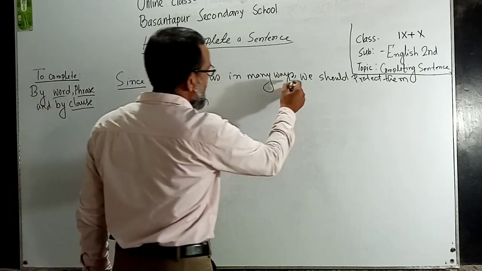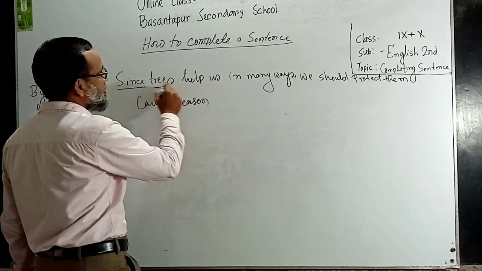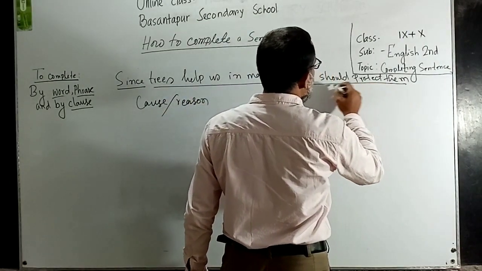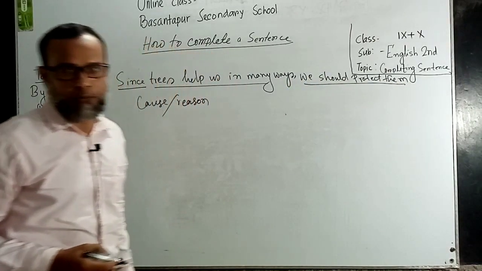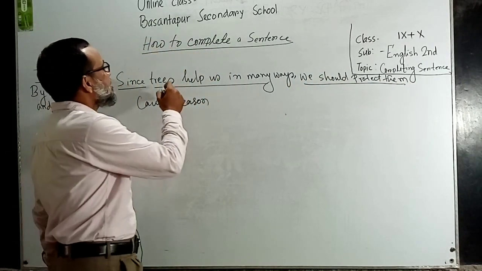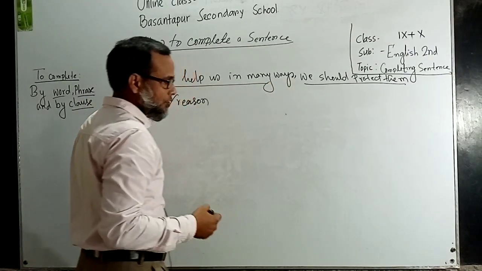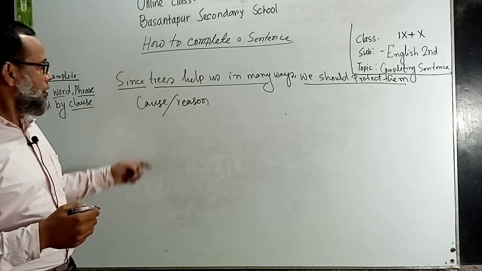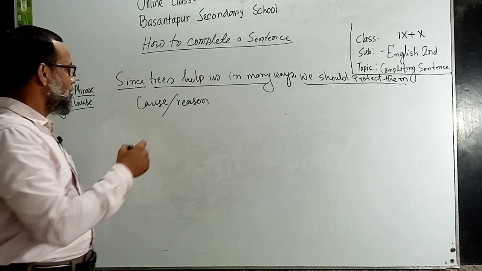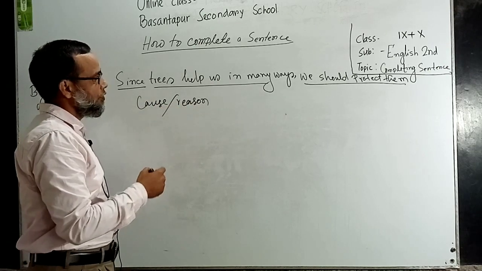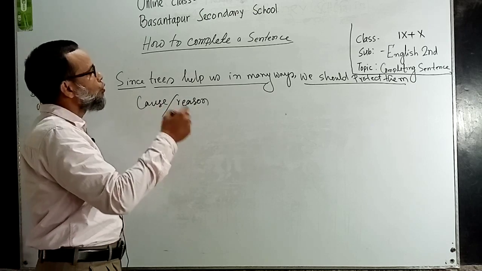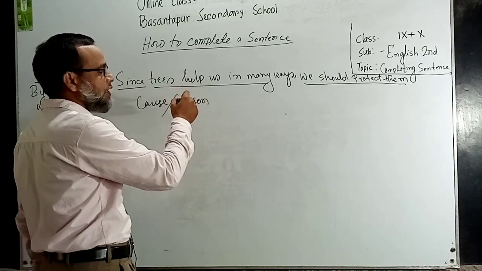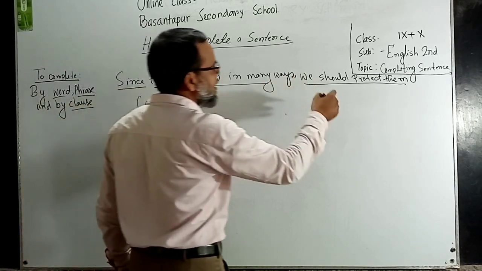Trees help us in many ways. This is the reason, and there is the decision or result. We should protect them. Why should we protect them? Because trees help us in many ways. So when since is used as a conjunction, as cause or reason, we should find out that if there is a cause, we should write the result.